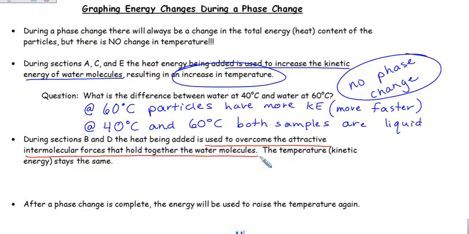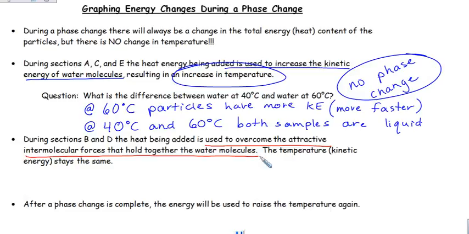Why do we need energy for a phase change? Because we need to separate the particles, and they're held together by these attractive forces. So we need to use this energy for a different purpose. We need to overcome or separate the intermolecular forces, the molecular glue that's holding the particles together, in order to change phase.